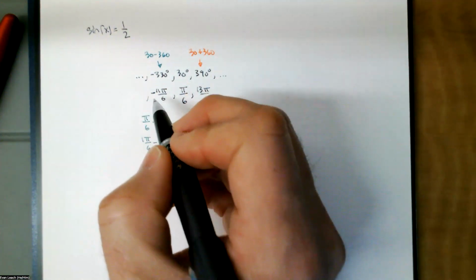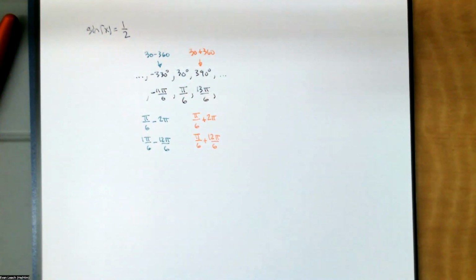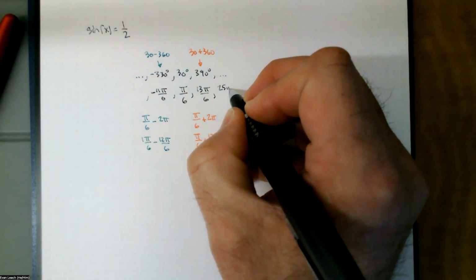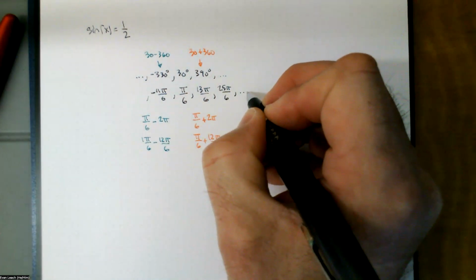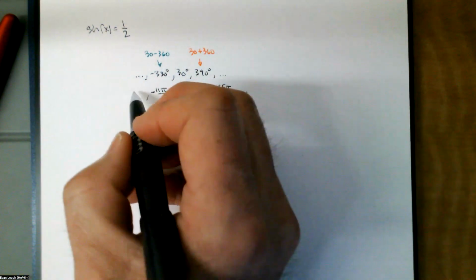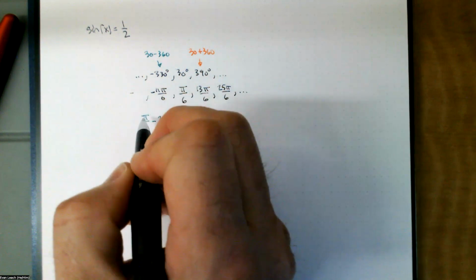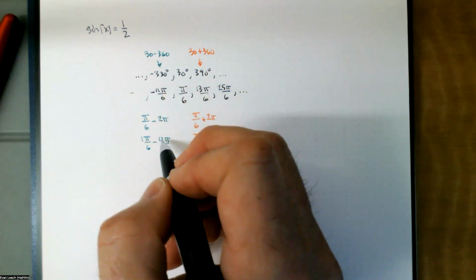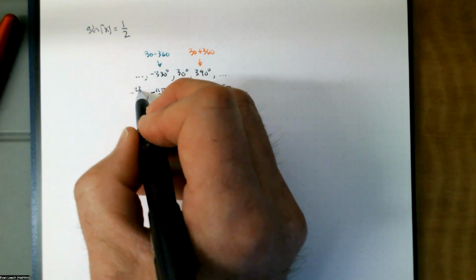Once we write in the fractions, we see we're just going to be adding 12 or subtracting 12 from the numerator. So after 13 pi over 6, plus 12 is 25 pi over 6. And so on. And then before negative 11 pi over 6, we just subtract another 12. So negative 11 and 12 is negative 23.